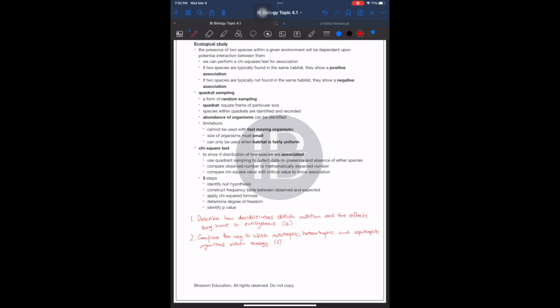So for 6 points, you can divide them into 2 points for each mode of nutrition, which uses the 6 points for the 3 of them. So that's the end of topic 4.1. We're going to see you in topic 4.2.